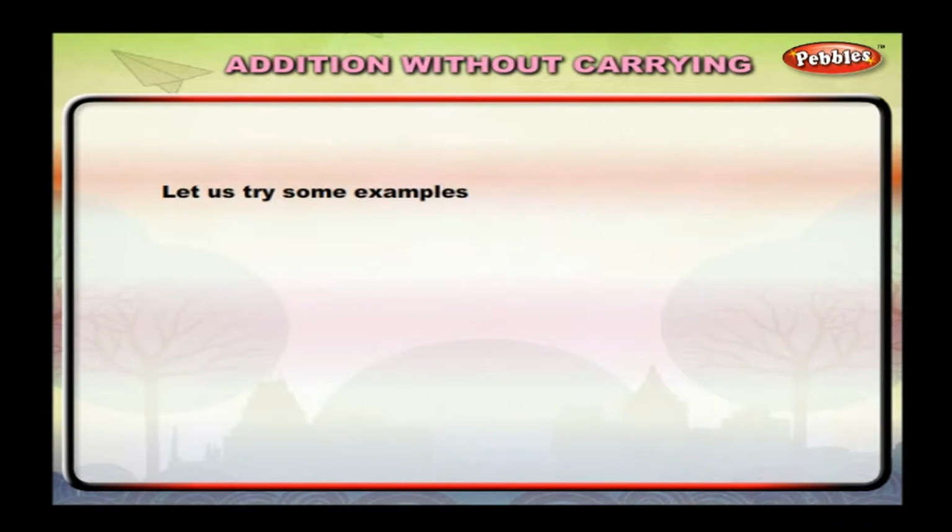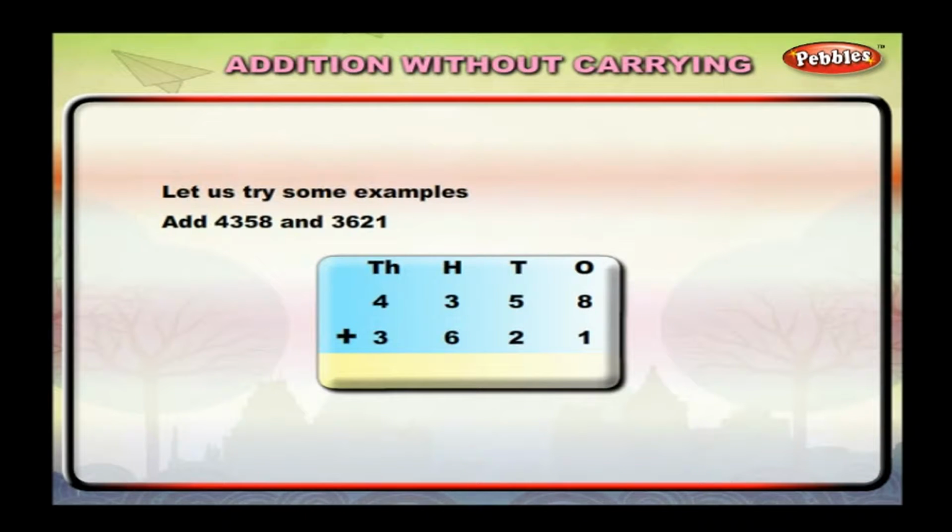Let us try some examples. Add 4358 and 3621. Adding ones. 8 ones and 1 ones will give you 9 ones. We write 9 under the ones column. Adding tens. 5 tens and 2 tens will give you 7 tens. We write 7 under the tens column.